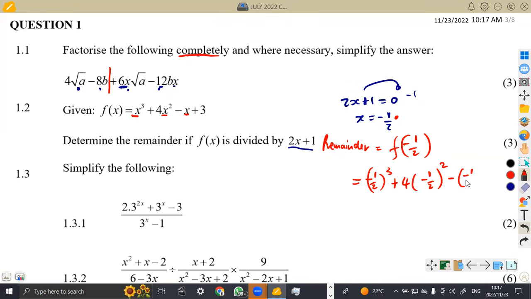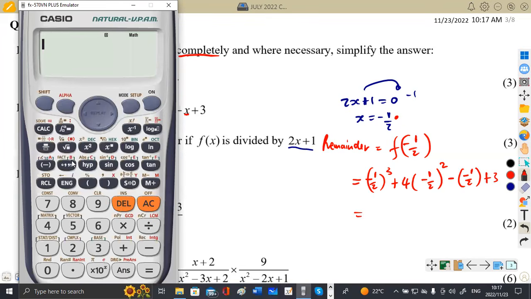Minus x, which is minus half, plus 3. So this is the given expression that we have. So we can simplify from our calculator. That's negative 1 over 2, negative 1 over 2, everything to the exponent of 3.